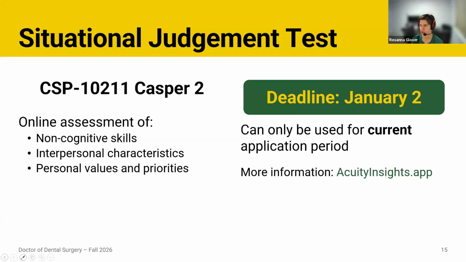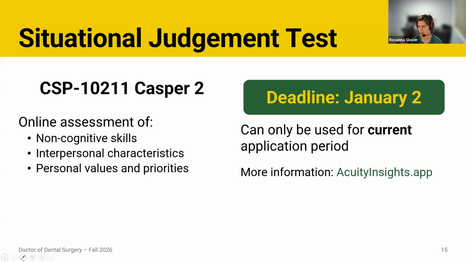Next, we have our situational judgment test for the doctor of dental surgery. That's the CSP 10211 Casper 2. They've changed the name slightly. Just make sure, and I'll mention this when we get to dental hygiene, they're different tests for different programs, so make sure you take the right one. If you're applying to both, take both. But the Casper site's pretty good about when you're going to select when the offerings are. It'll usually be pretty good about making sure you take the right test there.